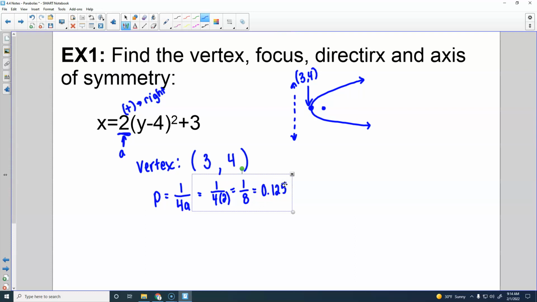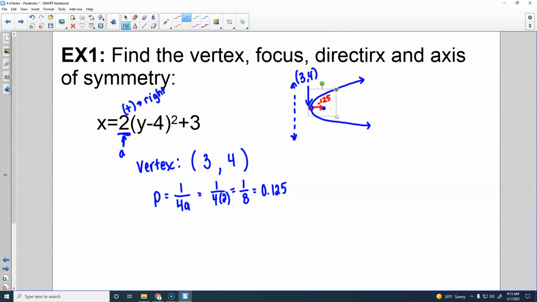So, at this point, this is where I really rely on my picture. So if I want to go from my vertex to my focus, in this case, because I know this opens to the right, I need to go to the right 0.125. Okay, that's my length.